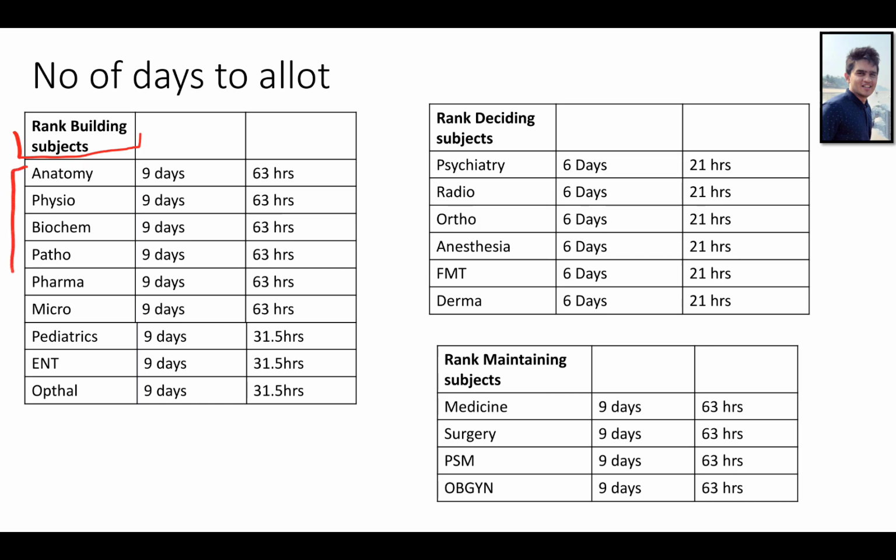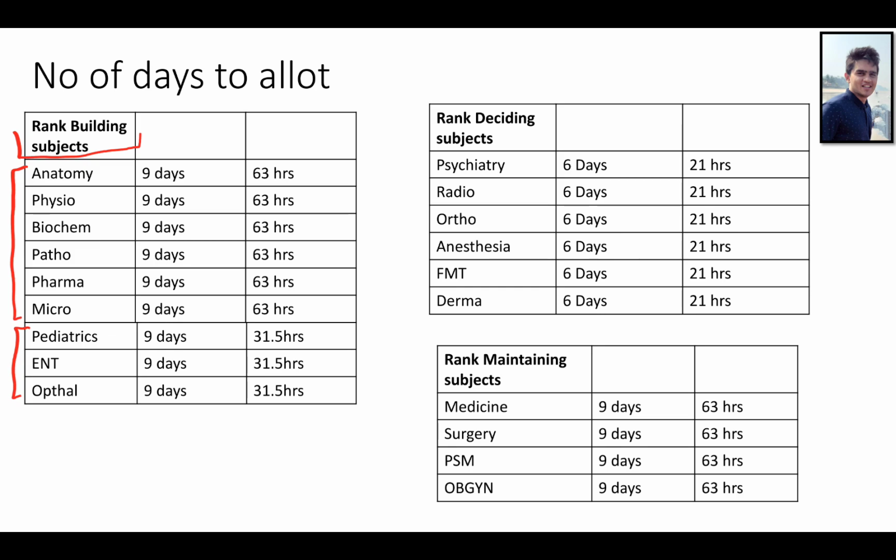So your first and second year subjects: anatomy, physio, biochem, patho, pharma, micro, and then pediatrics, ENT, ophthalm. These are basically rank-building subjects and very important for INI. The May INI-CET session has again proved how important the basic sciences are. Most of the questions were in-depth from the basic sciences.